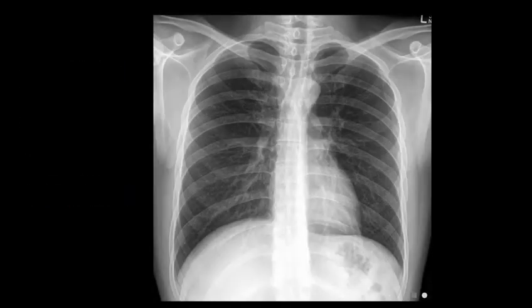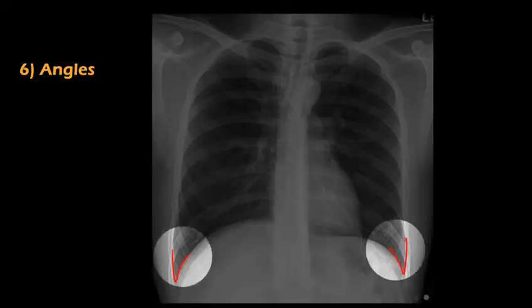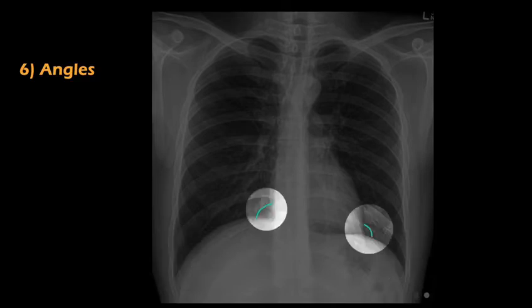Now let's take a look at the second sequence of ABCD. A stands for angles. These are the two costophrenic angles. Costo means ribs and phrenic refers to diaphragm. This is the angle between the ribs and the diaphragm as seen here. Normally, this angle is clear and sharp and pointed, but it is obliterated in certain conditions like pleural effusion. We will show you that X-ray in a few minutes from now. These are the right and left cardiophrenic angles. Cardio means heart. These are the angles between the heart and the diaphragm. It is obliterated in pericardial effusion.